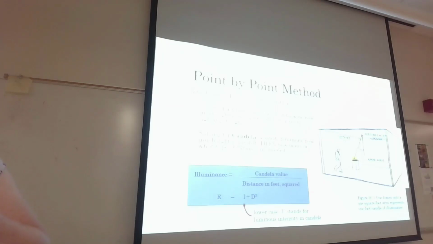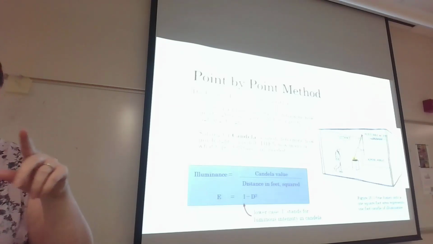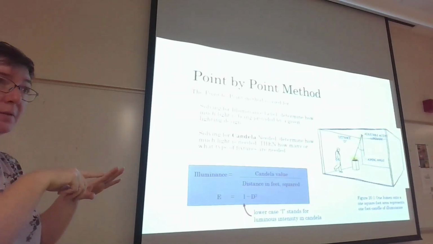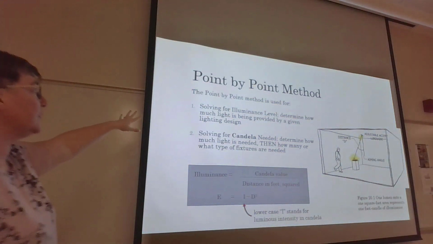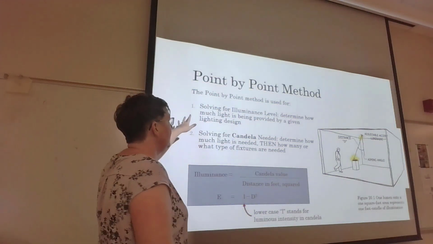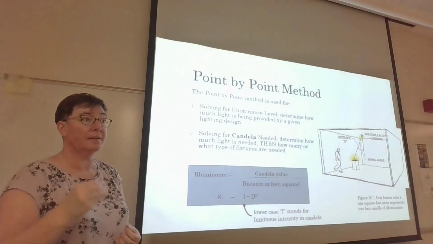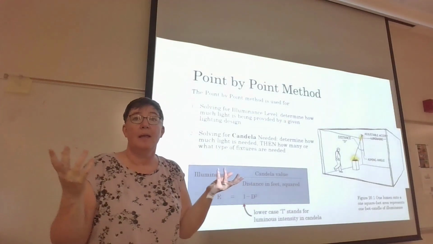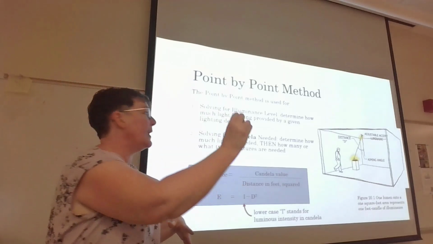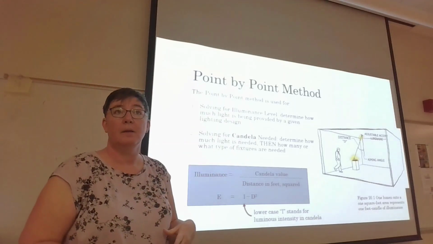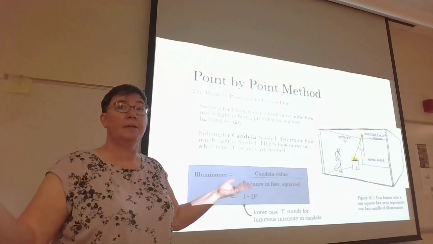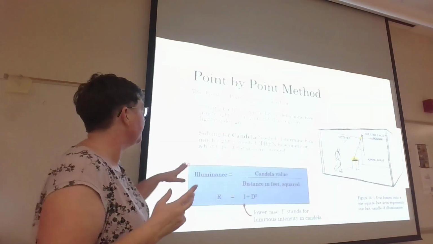Just like the lumen method, we can run it forwards and run it backwards. So you can solve for the illuminance level and determine how much light is being provided by a given lighting design. So you've already designed it. You're like, I'm going to put this light and highlight this artwork. Does it work? Is it good? All right, let's find out.